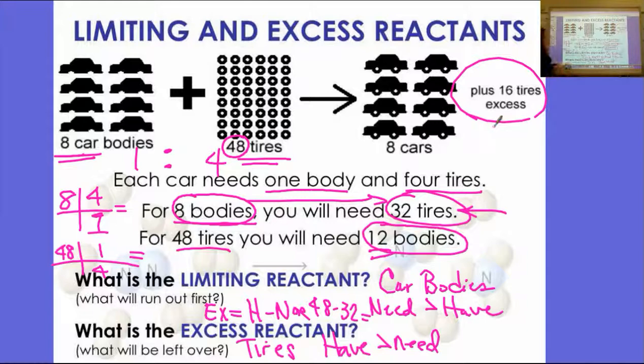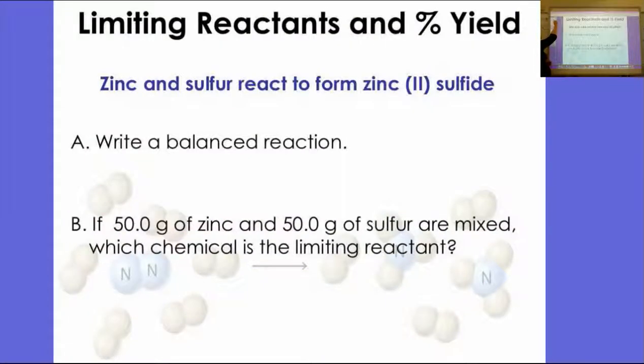How does this work in chemistry terms, in our FLM? 2 sample problems for you. I would pause the video now because you're going to be asked to write the reaction first. So A, write the balanced reaction, and then come back and pick up B after you've had the reaction balanced.